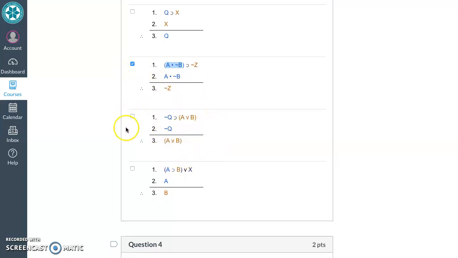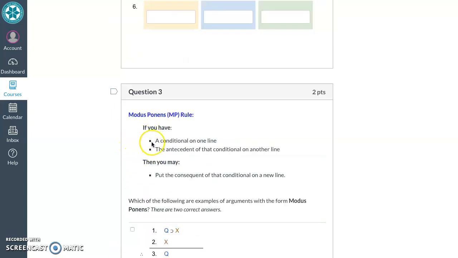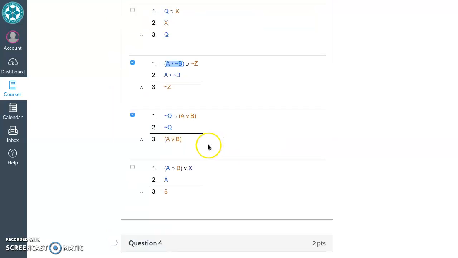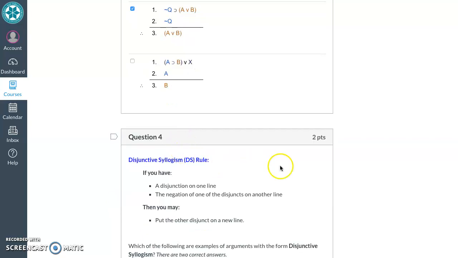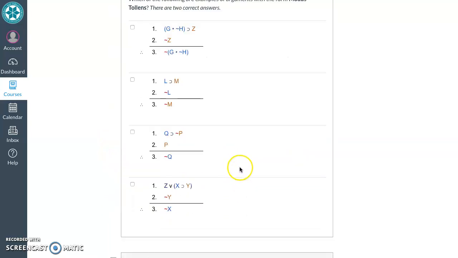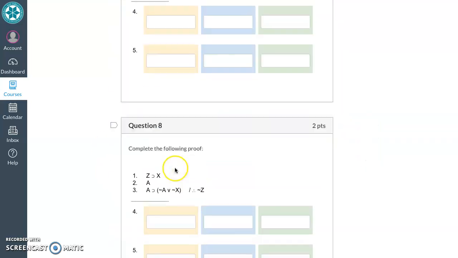Likewise, this has the pattern of modus ponens, and importantly, this does not. When the rule says you have a conditional on a line, it means that's the main operator. This is a disjunction that happens to have a conditional as a disjunct. So this is not an example of modus ponens. And you can go through and do that with disjunction, with modus tollens, and then complete some proofs on your own.